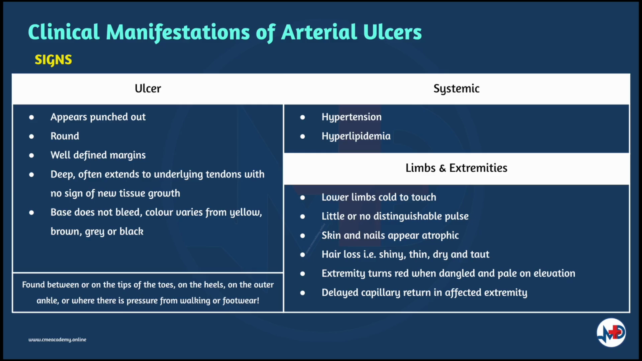The color of the extremity may turn red when dangled and pale when elevated, and there's delayed capillary return in the affected extremity. Physicians should look for systemic signs such as hypertension and signs of hyperlipidemia such as xanthelasma, tendon xanthoma, and corneal ulcers.